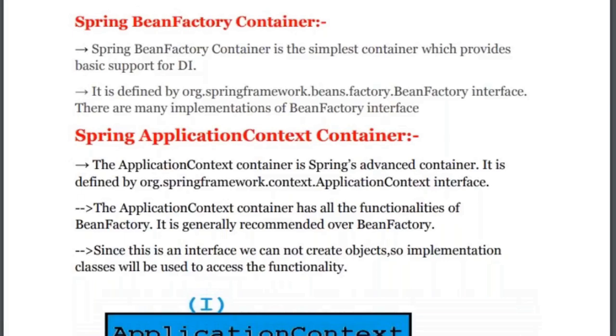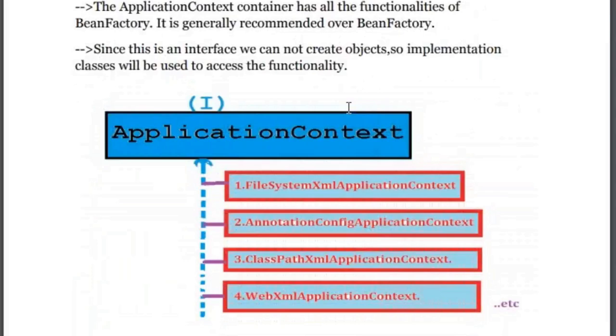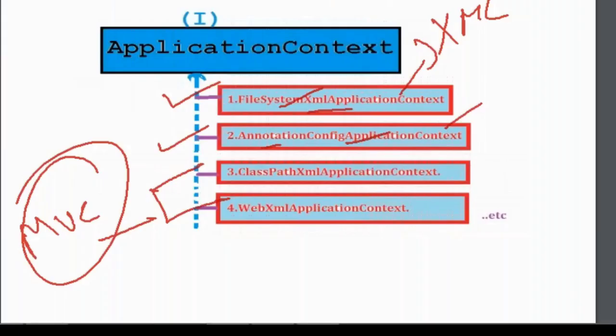Now these two containers are nothing but interfaces. Since they are interfaces, we cannot create a normal object. So we go for an implementation class and make use of it. For the Spring application context container, we have n number of implementation classes, but basically we will use these major implementation classes. So we will proceed.